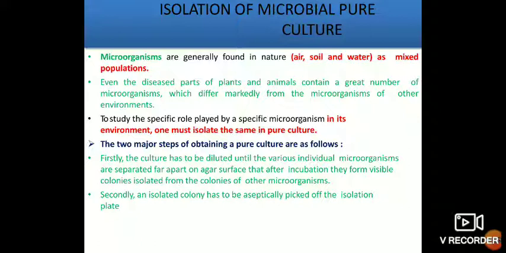Second, an isolated colony has to be aseptically picked up from the isolated plate. Then we need to separate the colony from the other colonies, and pick it up with the help of a loop.